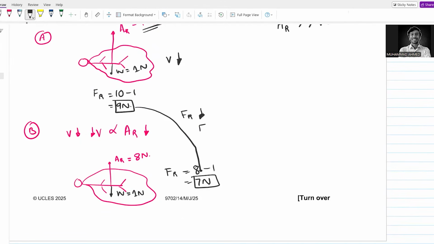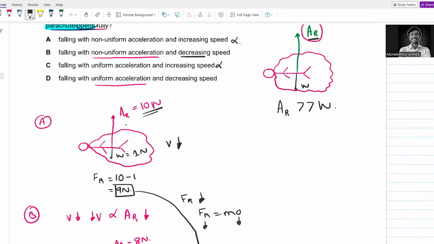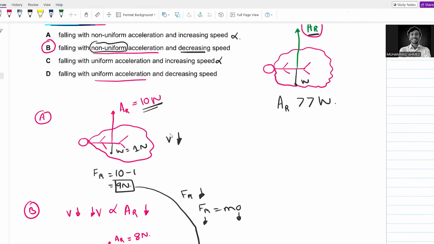And you know resultant force is equals to ma. अगर resultant force decrease हो रही है, acceleration will also decrease. That means which type of acceleration is happening? Non-uniform. Acceleration is decreasing or acceleration is changing. It is not remaining constant. That's why your speed is decreasing with a non-uniform acceleration. Is this clear to everyone?